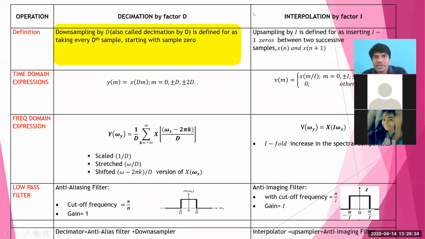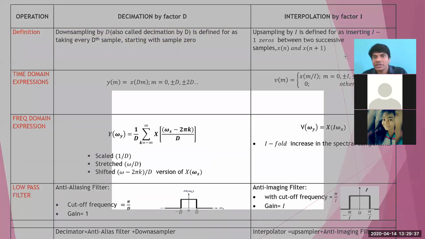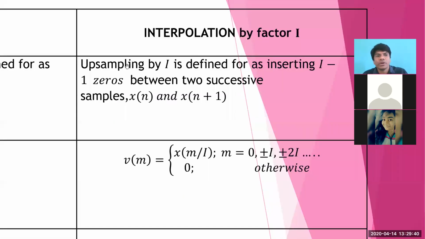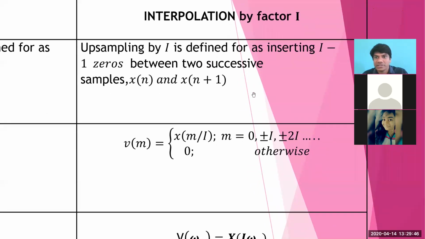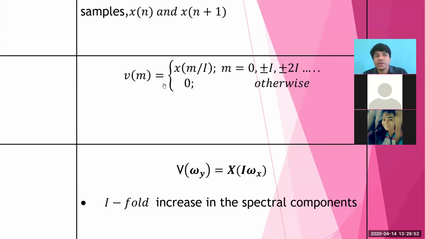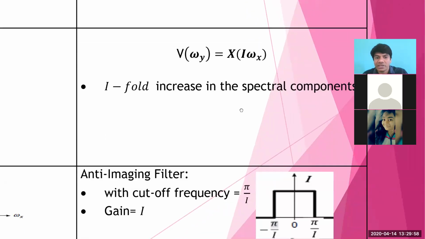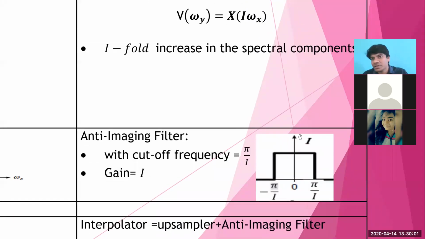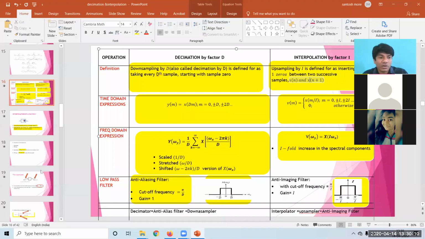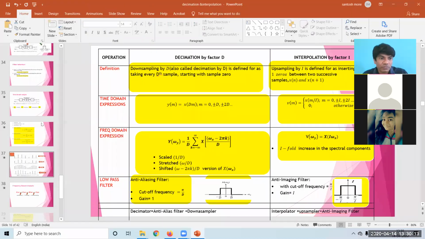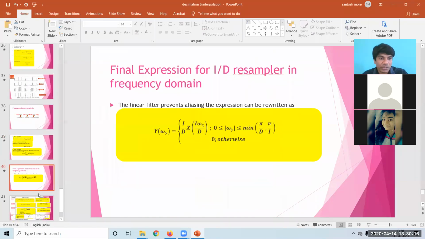Okay, this particular slide has the interpolation related information. Here you can see interpolation is just upsampling by I, right? That is like inserting I minus 1 zeros between two successive samples, and its time domain representation is given here, and the frequency domain representation is given here. And here you can see the anti-imaging filter. One more thing about the anti-imaging filter is that it has to have a gain of I. Okay, and now we will look at the next topic. So we are done with interpolation.